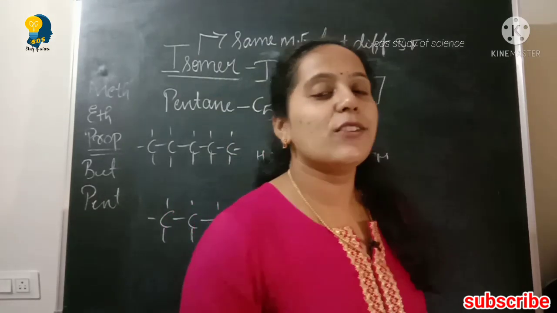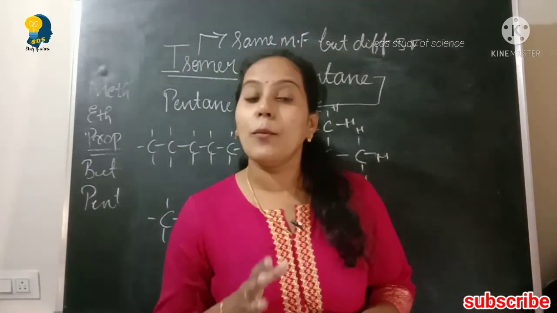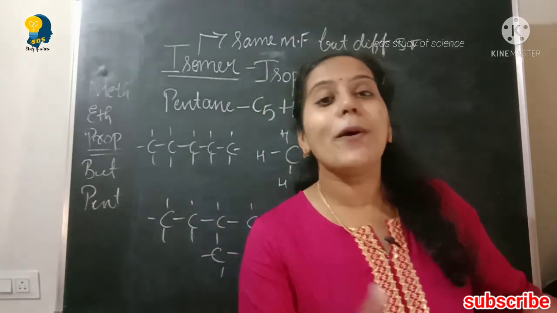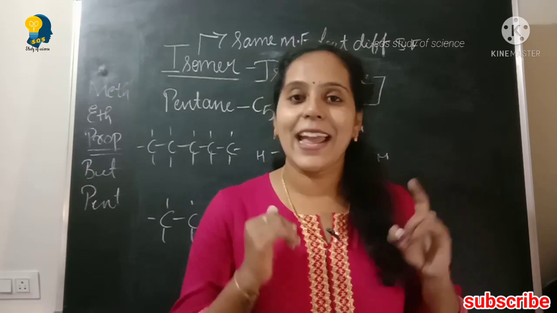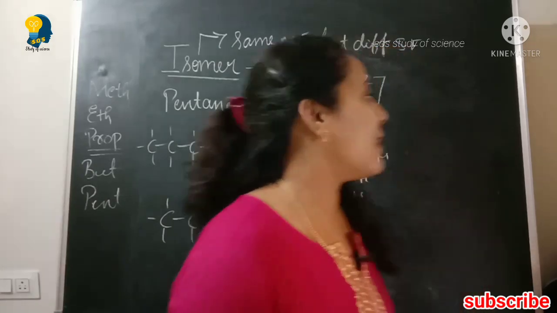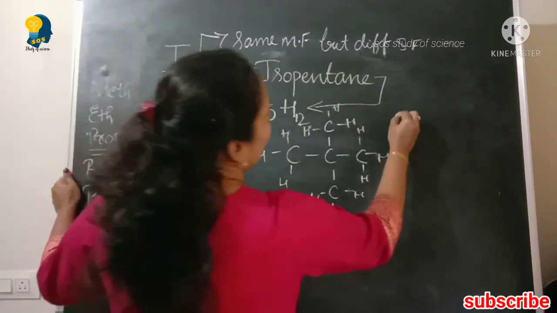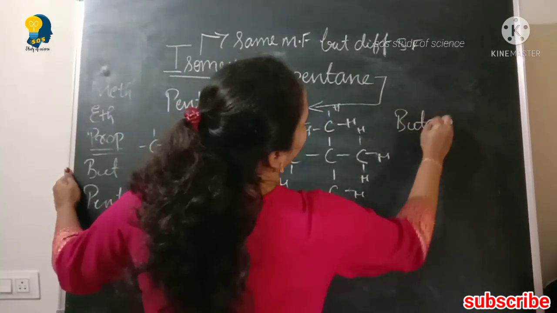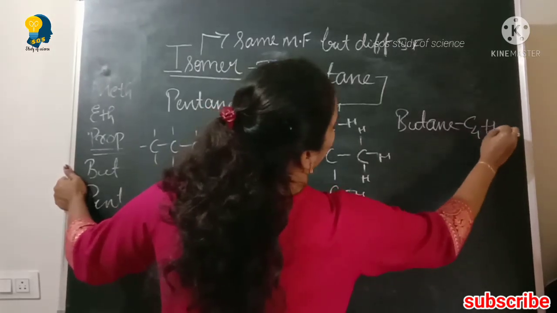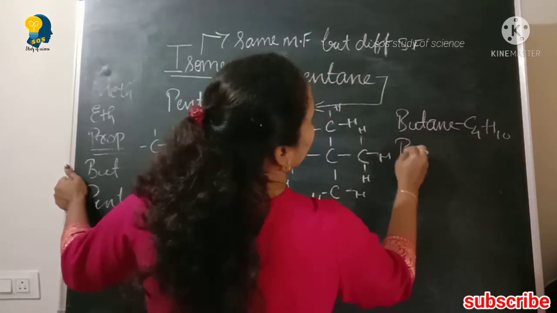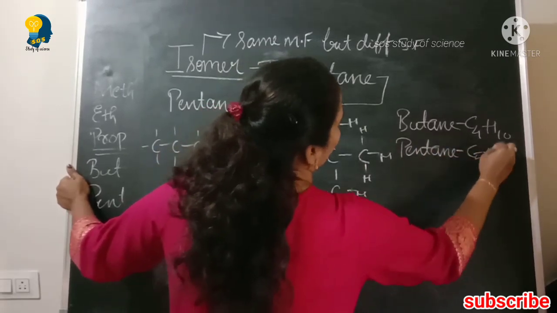And the last part, guys, you must know homologous series. What is meant by homologous series? Homologous series are groups of compounds which differ by CH2. For example, we have butane with the formula C4H10, and pentane with the formula C5H12.